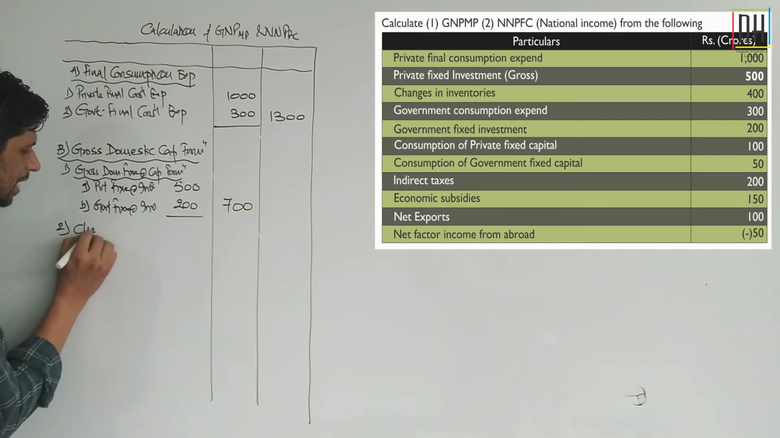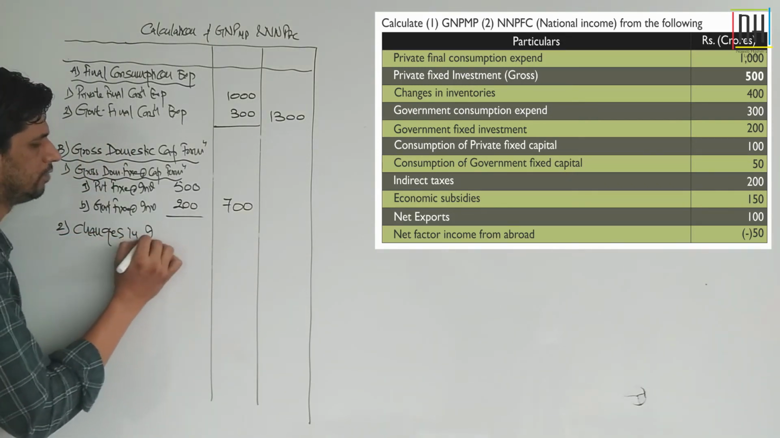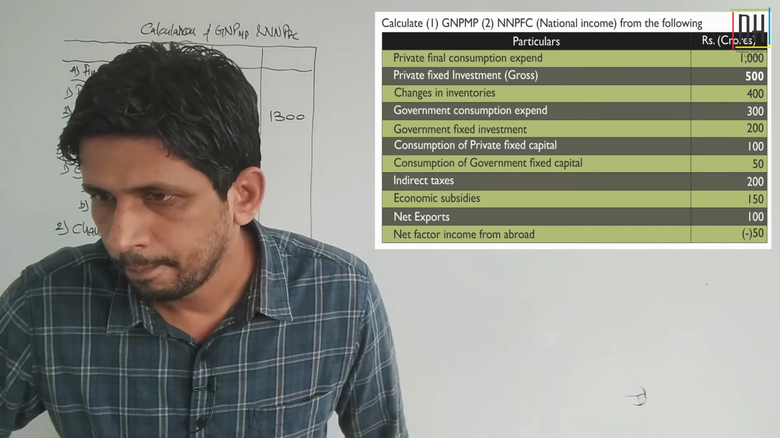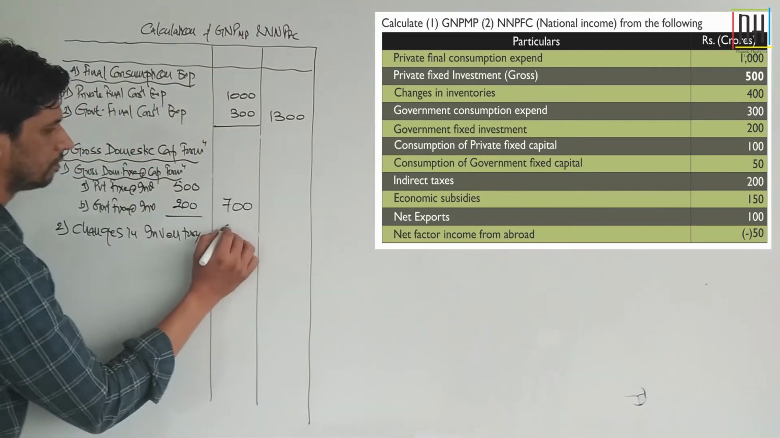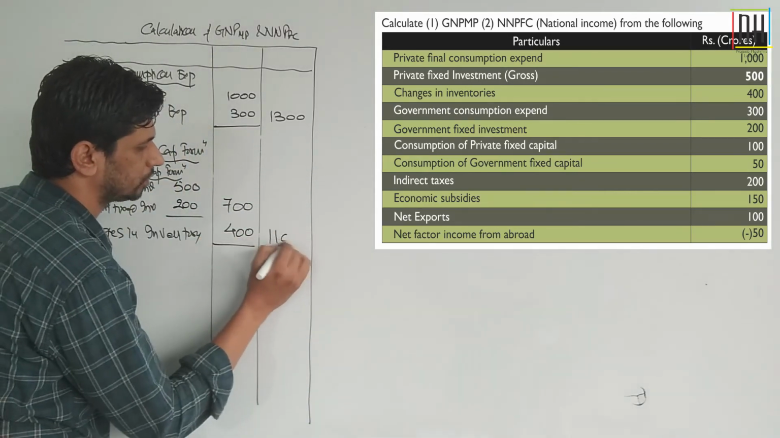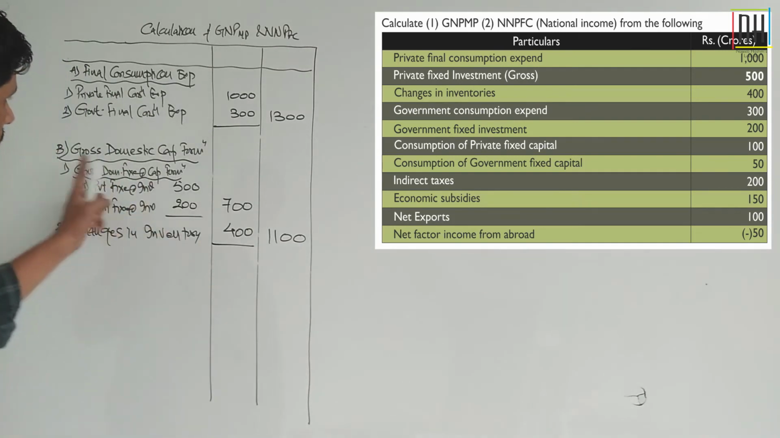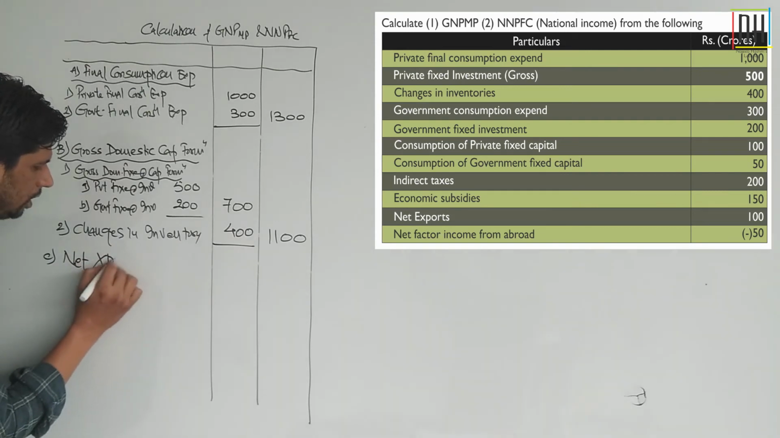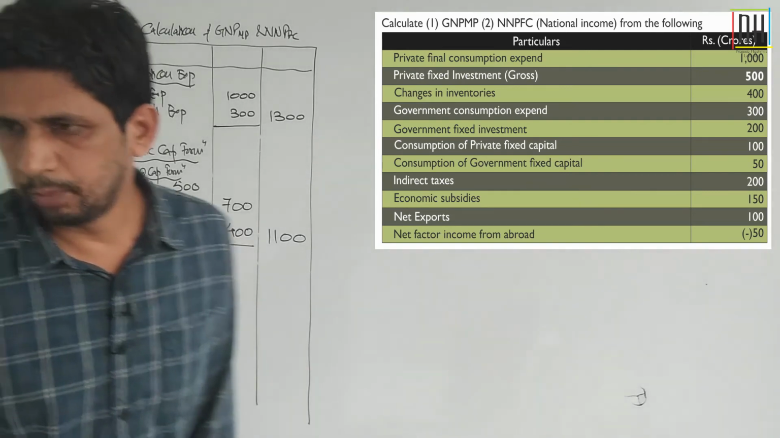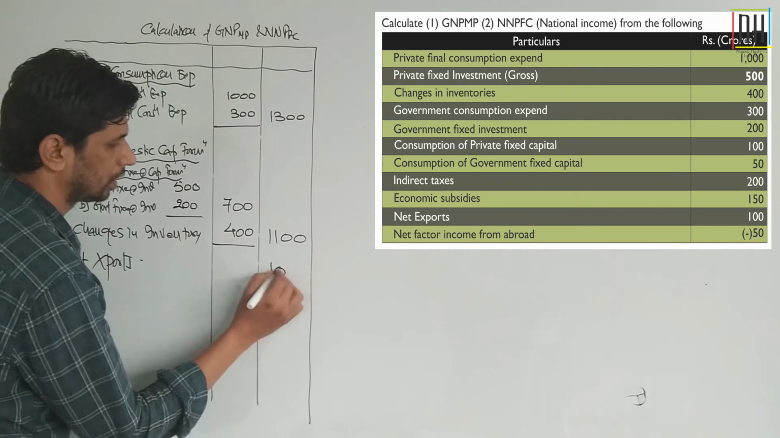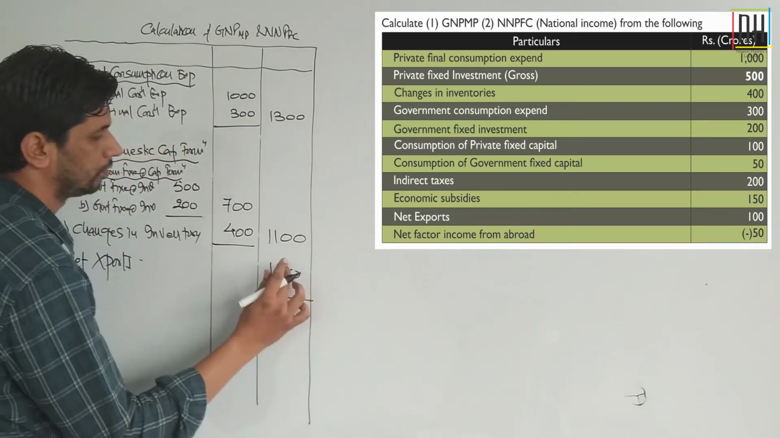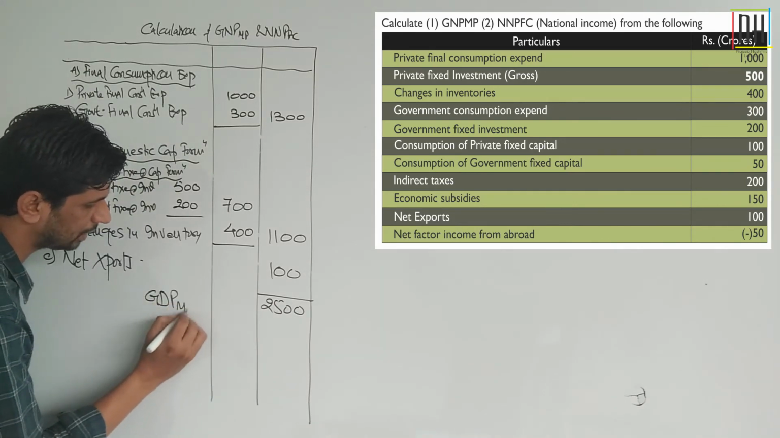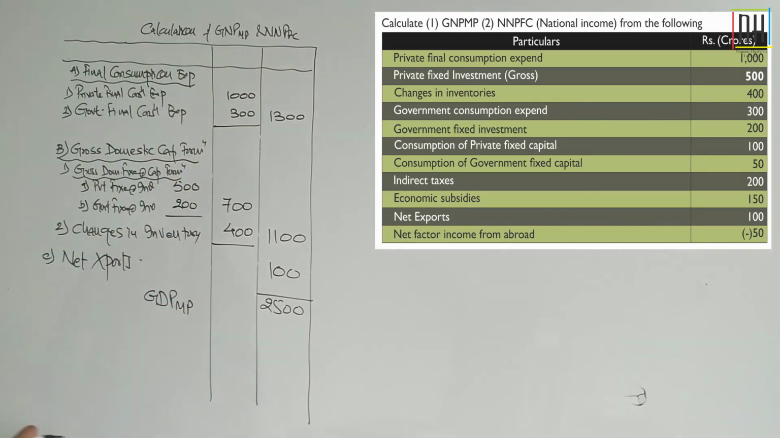Number 2 is the value of changes in inventory, which is already given as rupees 400. Total is rupees 1100. 1100 is the amount of gross domestic capital formation. C point is the net exports. Net exports is already given as rupees 100. 2500 is the amount of GDP at MP. But we have to calculate GNP at MP.